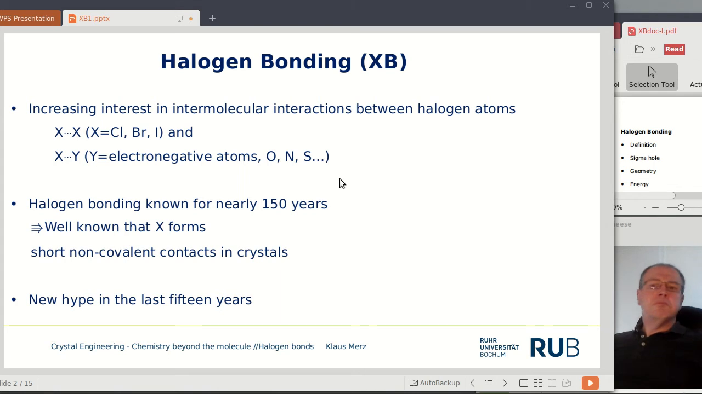Halogen bonding is not a new topic in science. This is well known since a long time. It is known since 150 years. They found it when they saw short non-covalent contacts in crystals. If they looked at these crystals and these contacts, they saw short contacts between halogen atoms 150 years ago. And in the last, I would say, 15-20 years, we see really a hype in chemistry regarding halogen bonding.